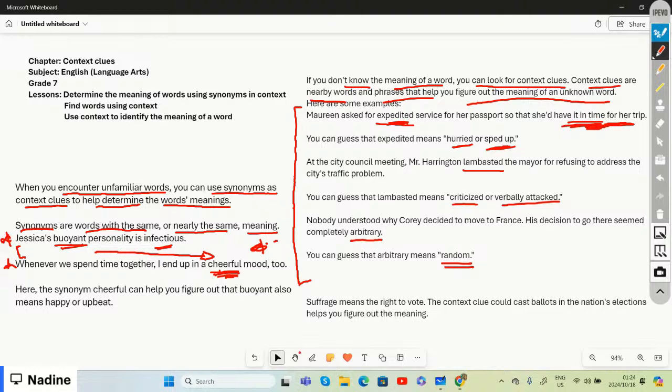So just try to familiarize yourself with the word, with the sentences. And if you still don't, then try to use the synonyms as context clues to help determine the meaning of those words. Because those context clues are the nearby words. It's words within that sentence. It's words where you now need to really understand what you are reading within that phrase in order to help you to figure out the meaning of the words.